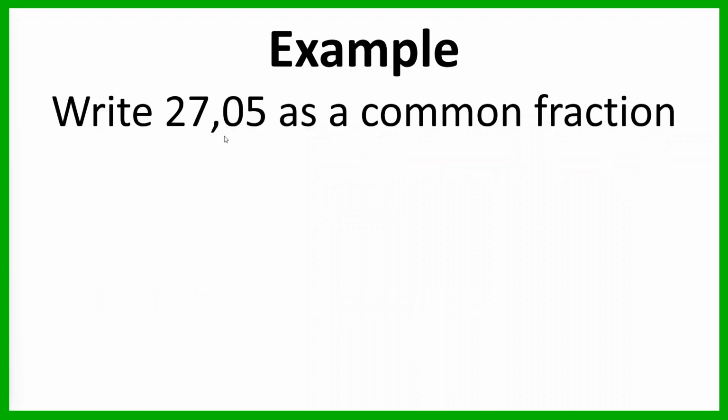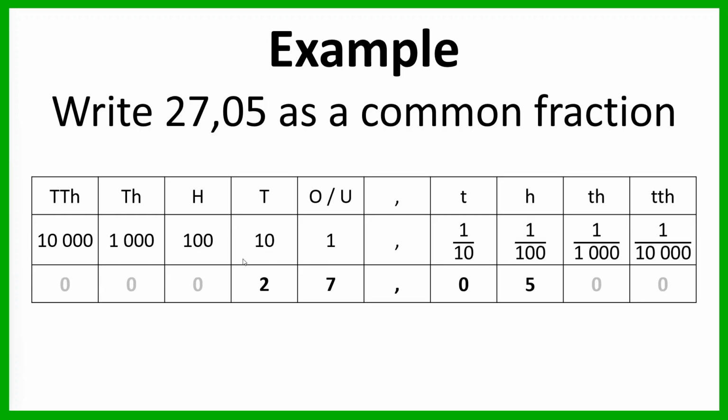In this example over here, you've got the fraction 27.05, which you need to write as a common fraction. So let's quickly have a look at the place value of everything in this number. If we put this into a place value table, then the 2 is going to be in the tens column. The 7 is going to be in the ones or the units column. Then we've got our decimal point over here. Then we've got a 0 in the tenths column and a 5 in the hundredths column. Okay, so the 2 is 2 tens, the 7 is 7 ones or 7 units, the 0 is 0 tenths, and the 5 is 5 hundredths.